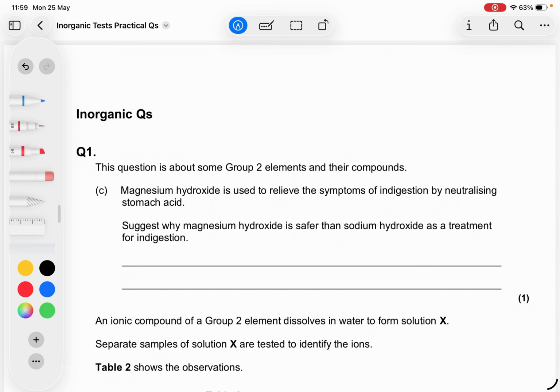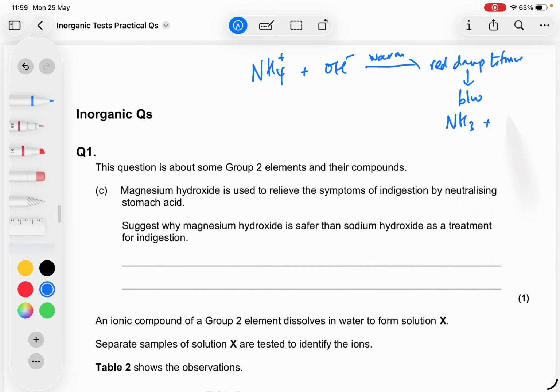So the test for ammonium ions is you add some sodium hydroxide, and I'm doing ionic equations on purpose because most of the questions will ask you for ionic equations. You warm gently in a warm water bath, and then you will test the gas given off with a red damp litmus paper, and it will turn blue because ammonia is given off. Other important tests: halide ions.